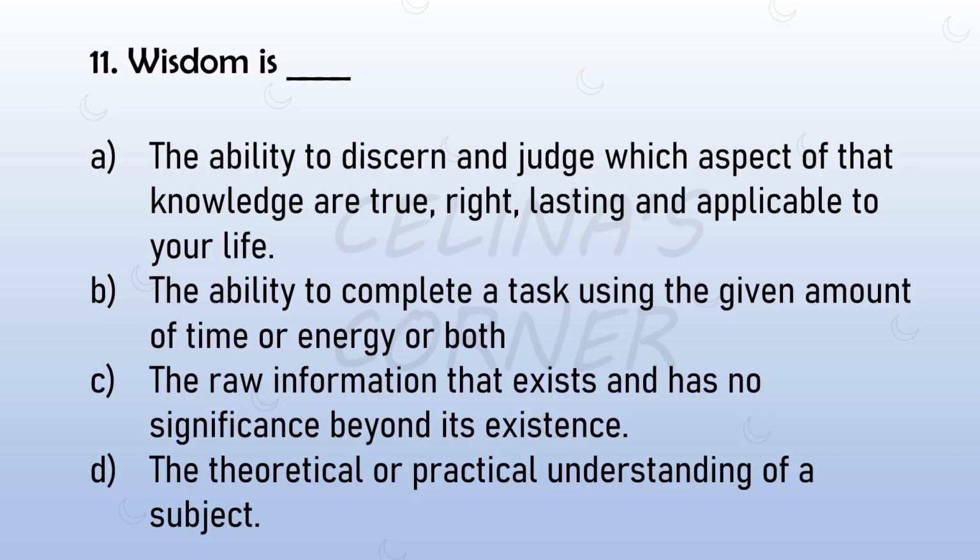Question 11. Wisdom is dash. Option A, the ability to discern and judge which aspect of the knowledge are true, right, lasting, and applicable to your life. Option B, the ability to complete a task using the given amount of time or energy, or both. Option C, the raw information that exists and has no significance beyond its existence. And option D, the theoretical or practical understanding of a subject. The answer over here is pretty obvious because I have already discussed what wisdom is. It is option A. This is the ability to judge what is right and wrong.